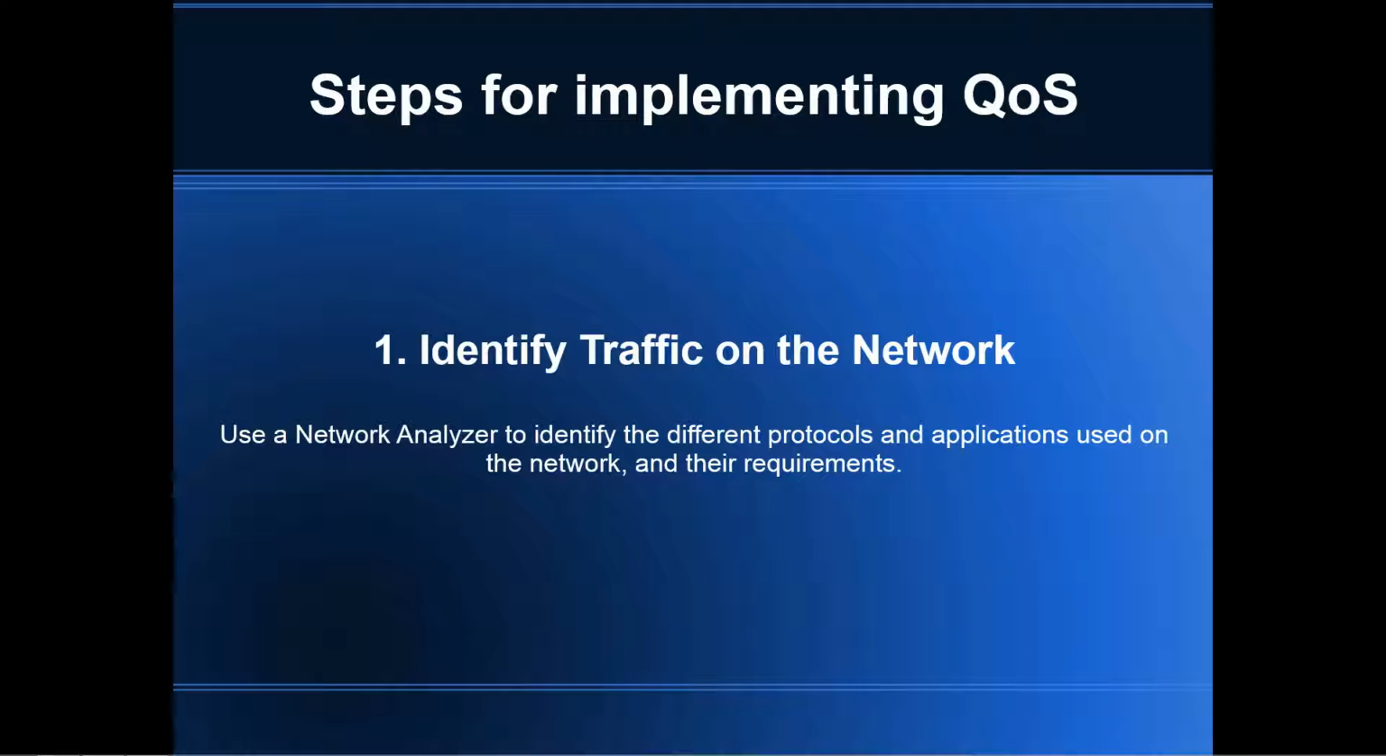Steps for implementing our QoS is first of all, it seems pretty straightforward, but this has always been an issue. Identify the type of traffic. Identify the priority. What traffic takes priority? And are you sure that your ranking is the appropriate one for your organization?